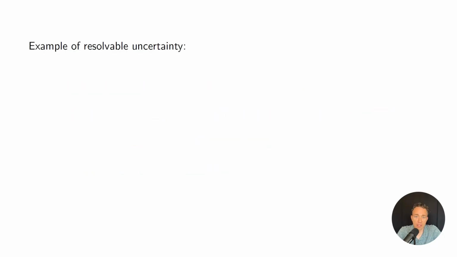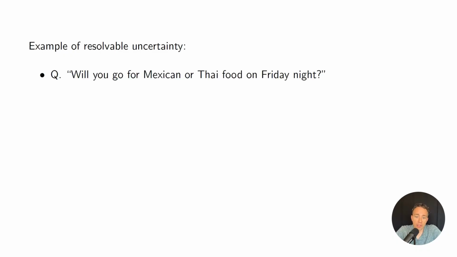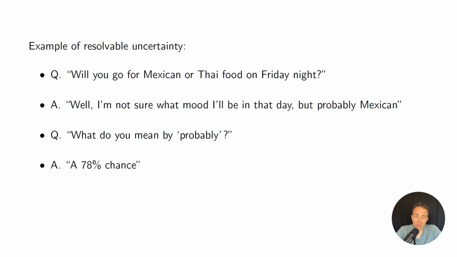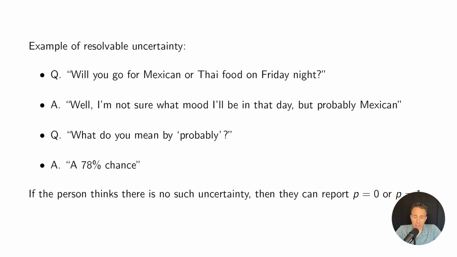So what's an example of this? I might ask you, are you going to go for Mexican or Thai food on Friday night? And you will say, well, I'm not sure what mood I'll be in that day, but probably I would go for Mexican food. And then I could say, what do you mean by probably? And then you could say a 78% chance. And if you're sure that you're definitely going to go for Mexican food, then you can report P equals 1, or P equals 0 if you're sure you don't want Mexican food.